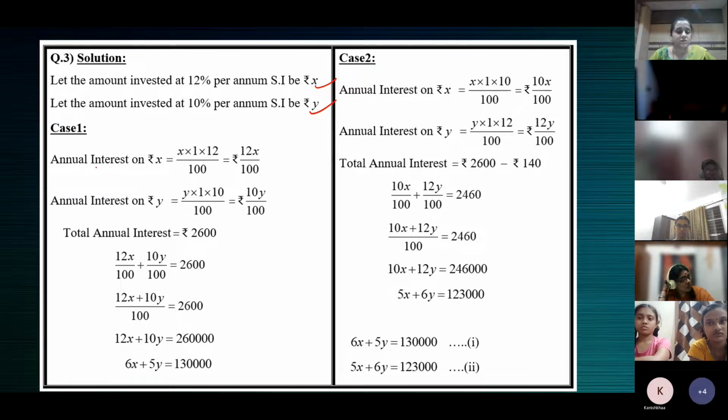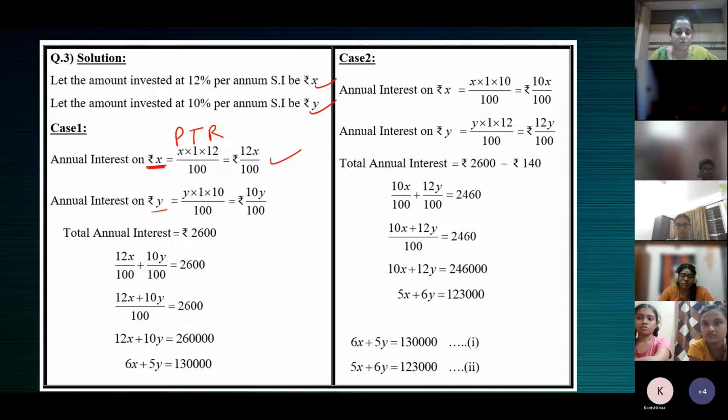Okay. So the annual interest on rupees X: principal X, time 1 year, rate 12% by 100. So 12x by 100. I didn't simplify. You can also simplify. I'll tell you why I didn't simplify.